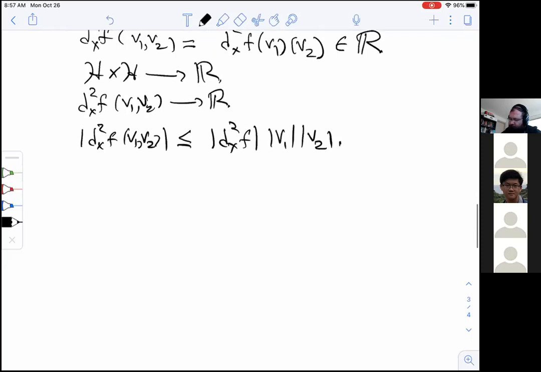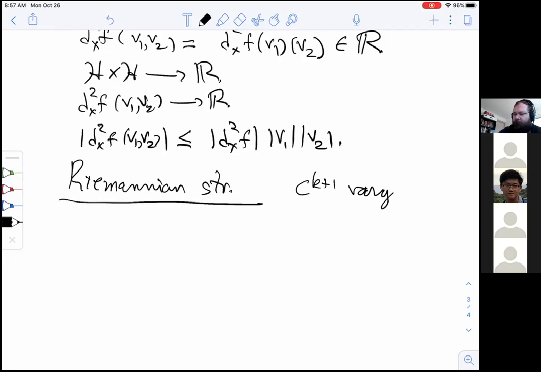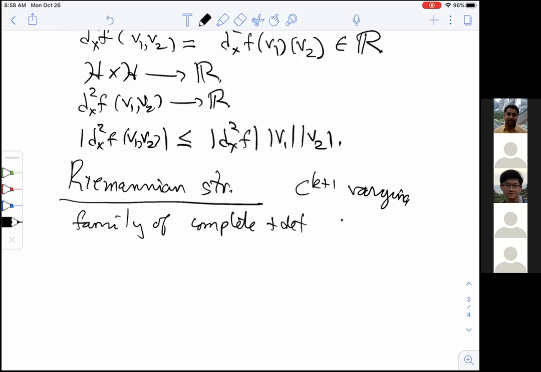Okay, now a Riemannian structure. It's just a C^(k+1), smoothly varying family of complete positive definite inner products on the tangent spaces. And we'll often talk about complete Riemannian metrics, but I won't introduce that now. The same notion as in finite dimension.